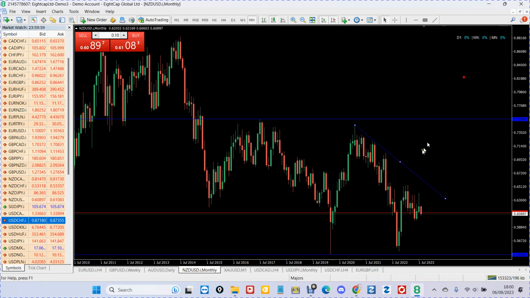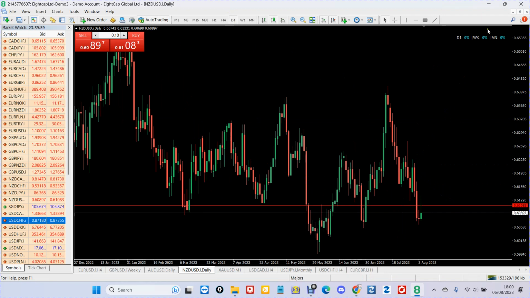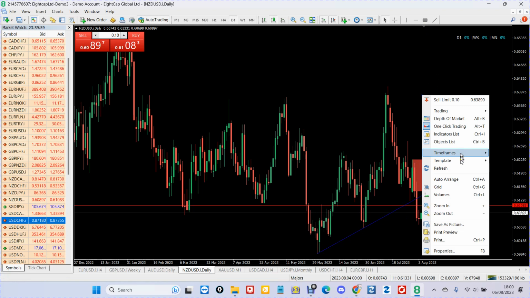Let's refresh that. Come back to the daily. And we've got, you can see a bit of a range going. This is more of a weekly 240 range here. I can see already, but there's a break here. And we've got a very similar setup to the Aussie.